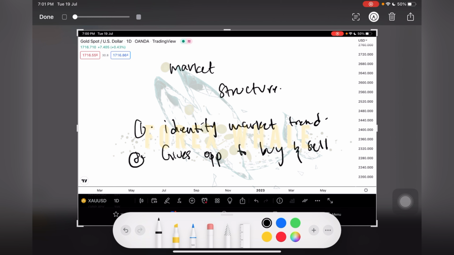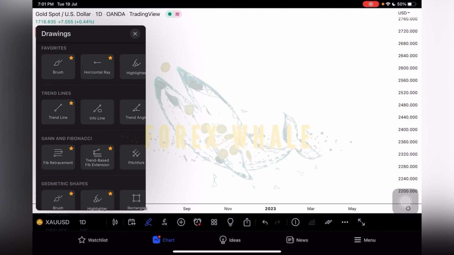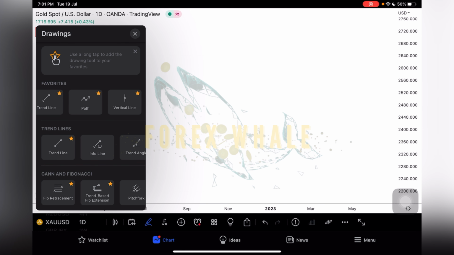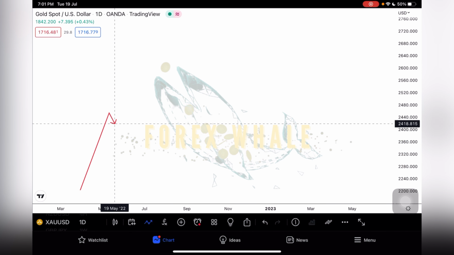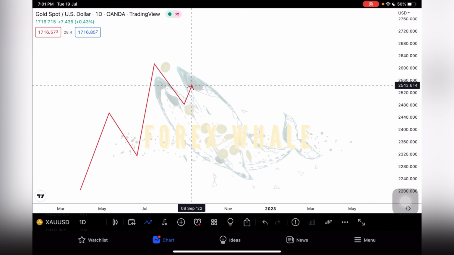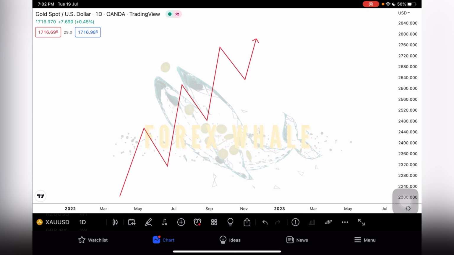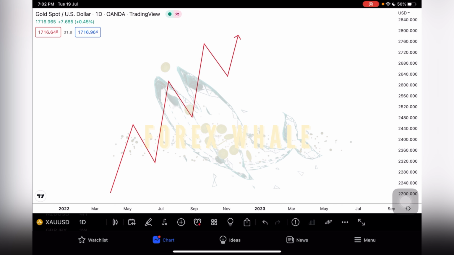Okay, so market structure after support and resistance. If I were to draw a market structure, it will look something like this. You have your highs, you have your lows, you have your higher highs, you have your higher lows, and then you have your high, and so on. So the market will continue to create this movement. As you know, there are three ways that price moves. First of all, it moves in an uptrend or on a rally. Second, it moves in a downtrend or on a bearish move.